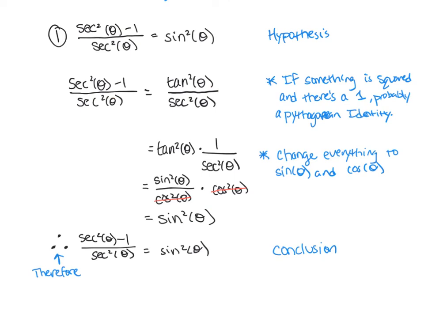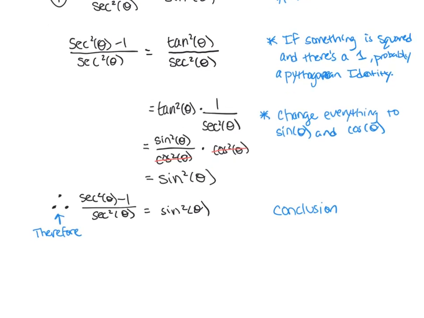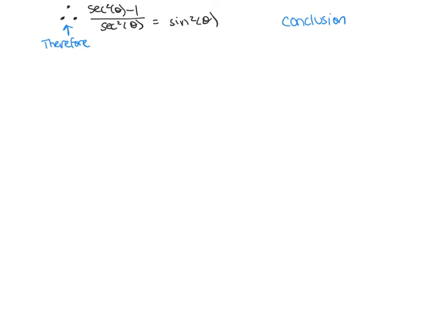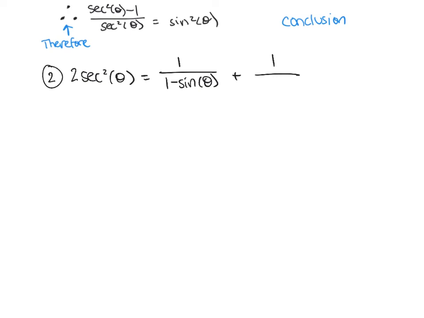So let's try one more example. So for my second example, we're going to have 2 secant squared theta is equal to 1 over 1 minus sine of theta plus 1 over 1 plus sine of theta. Okay, so again, we have to pick which side we start with. Both of these things are equal to each other, so you get to pick whichever side you want.